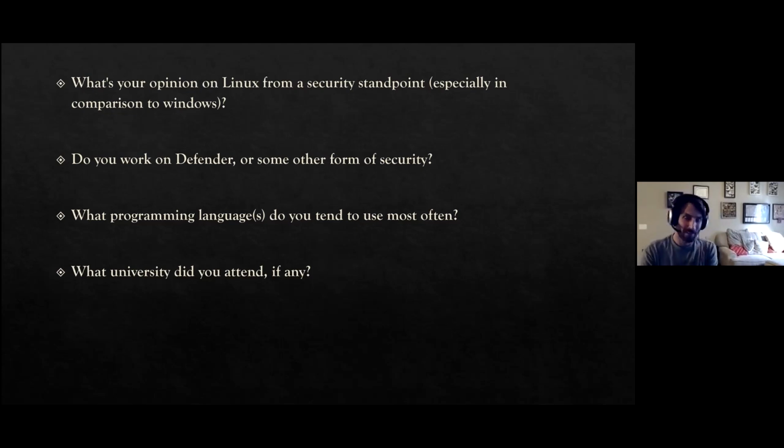It's kind of going back to, you'll hear a theme here: what's the tool? What's the job, right? Do I work on Defender? No. Other form of security? Yes. I'd say every software engineer should be working on some form of security. And if you're not, you're part of the problem.